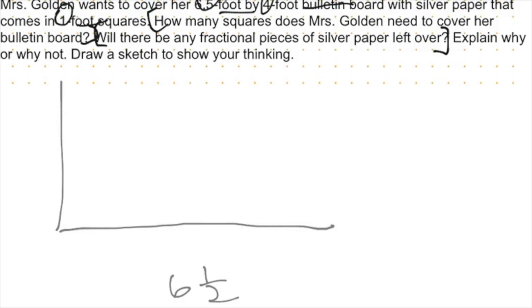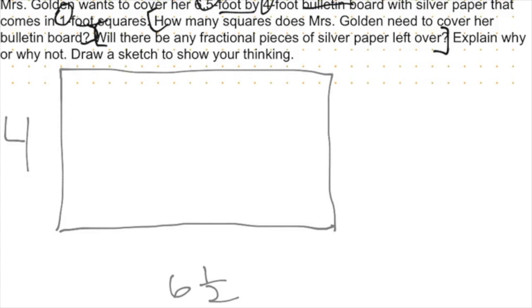So let's start with our sketch. If I have 6.5, again, I like to keep my fractional pieces on the bottom. That's going to be my 6.5. And then my 4 feet. That's going to be my 4. Now it's divided into 1 foot squares.